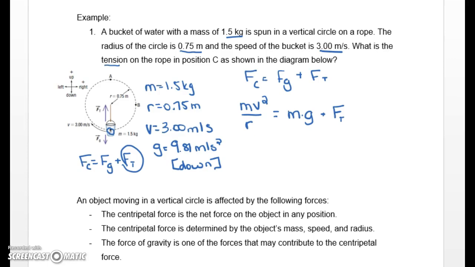So then we can go ahead and plug in all of our values into our equation, and we can solve for this tension force. So your mass was 1.5, your speed was 3.00, and that value is squared, divided by your radius, which was 0.75. That's equal to your mass, which was 1.5, times the acceleration due to gravity, which remember this one here is coming down, and these are opposite directions, so that means that this gravity needs to be negative, so negative 9.81, and then plus that tension force.